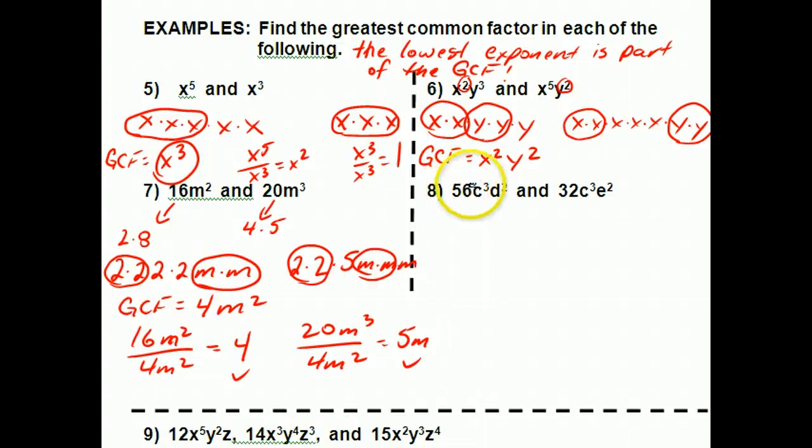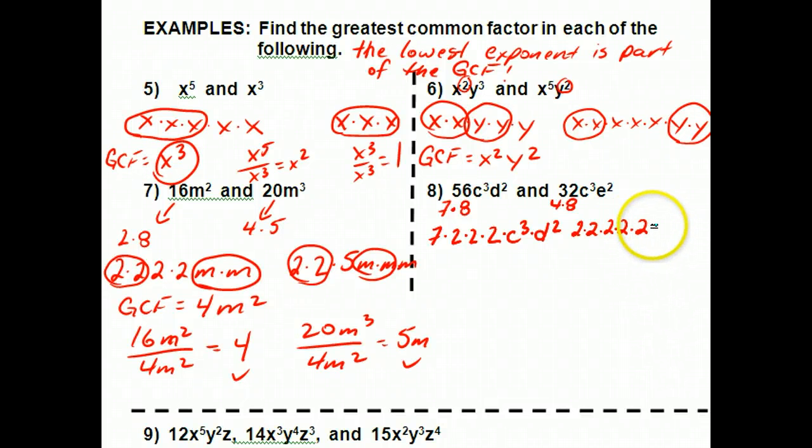So let's give number 8 a try. We'll start the same way. Let's break this constant up. So 56, I know that is the same as 7 times 8. So I can write that as 7 times 2 times 2 times 2 times c cubed times d squared. And 32 is the same as 4 times 8, which looks like, oh, look at this, 2 times 2 times 2 times 2 times 2. So 5 2's, times c cubed e squared.